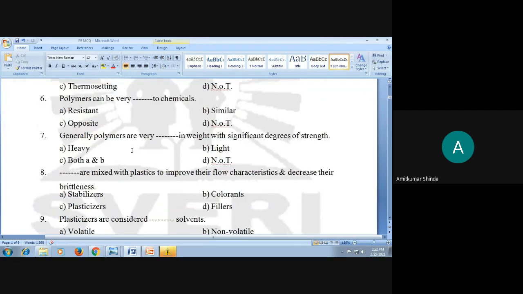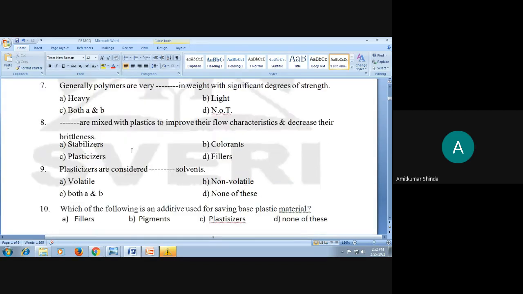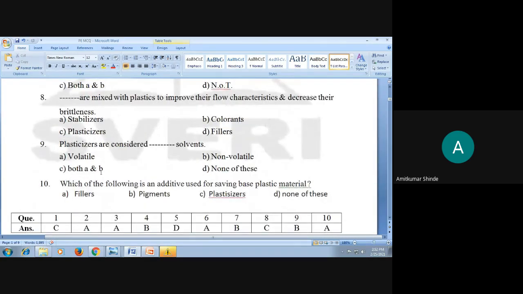Then randomly I will take this last one. Which of the following is an additive used for saving the price, or saving the basic plastic material? Now here we are adding the fillers to save the cost of the plastic material. We are adding the fillers.